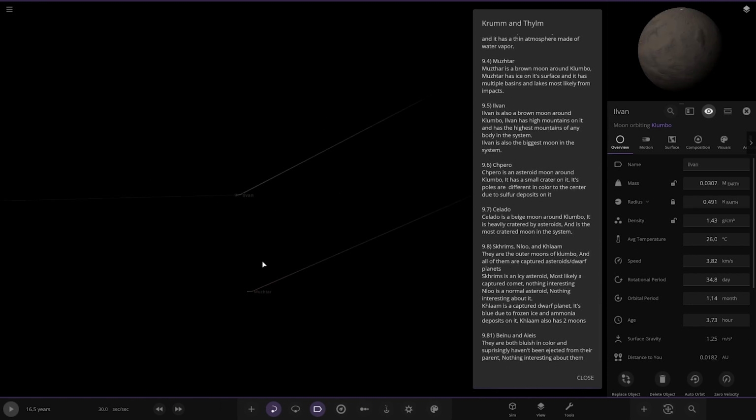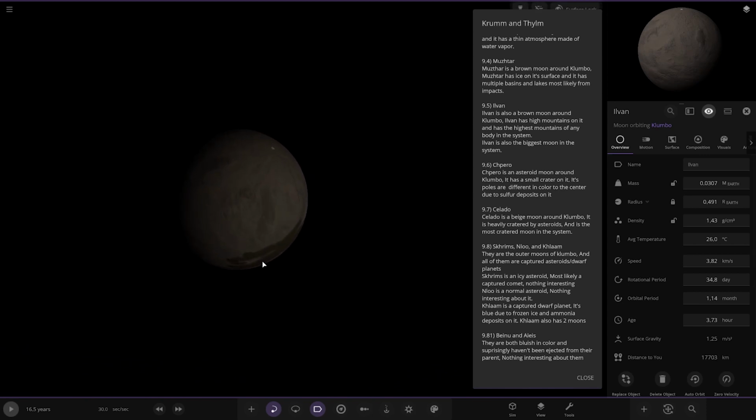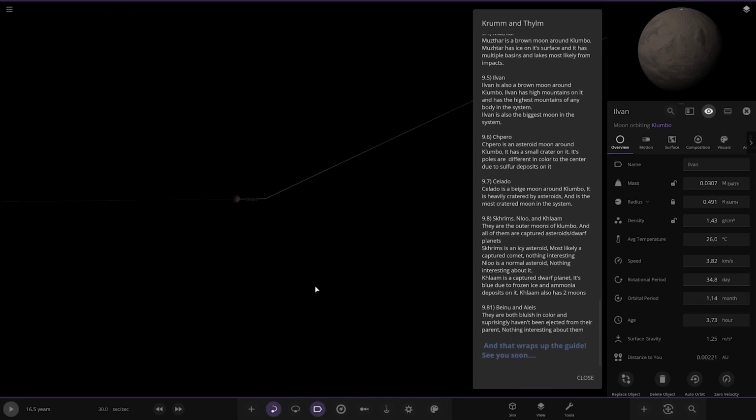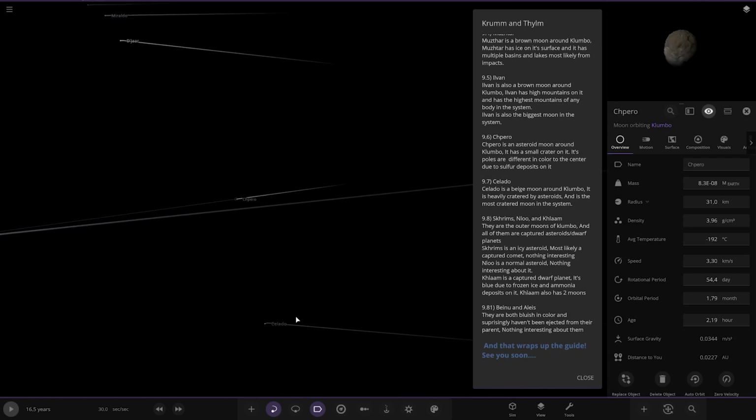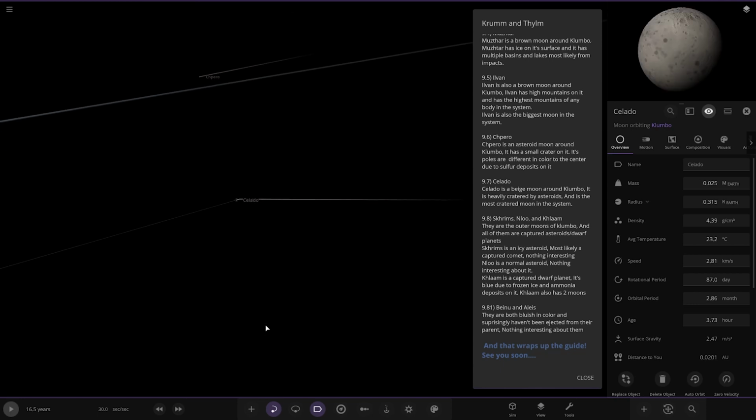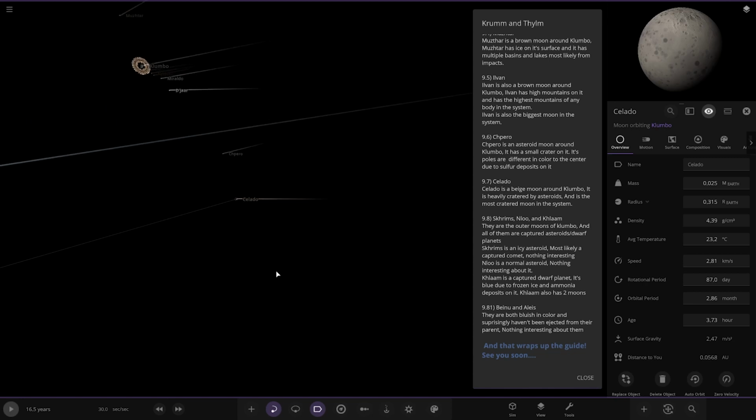Elven over here. Also a brown moon around Columbo. It has high mountains on it, the highest mountains of anybody in the system. It's also the biggest moon in the system. Okay. Then we've got Chepero. Over here, they're all really, really similar. Big crater on it, asteroid, okay. Salado. Beige moon around Colombo, and it's heavily cratered by asteroids, and it's the most cratered moon.